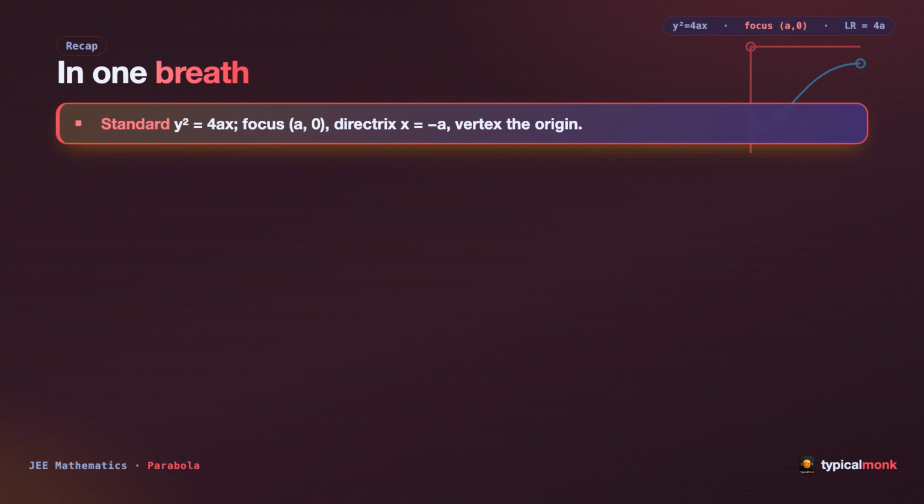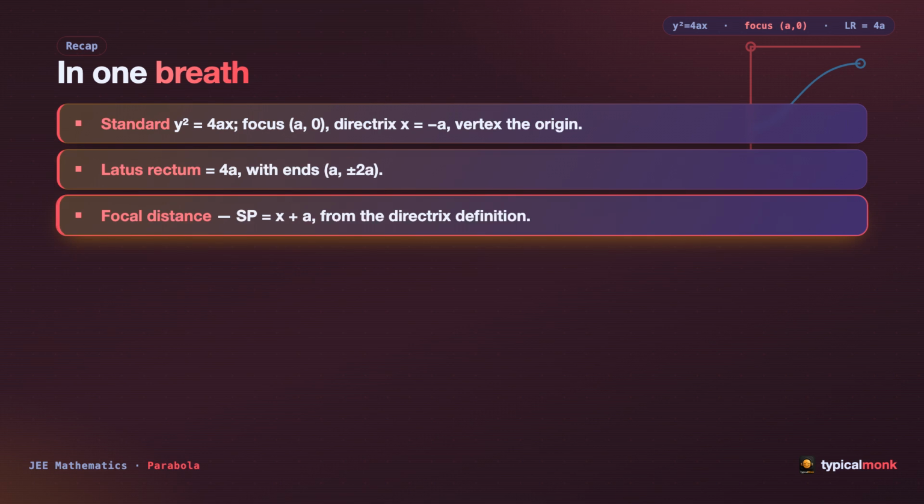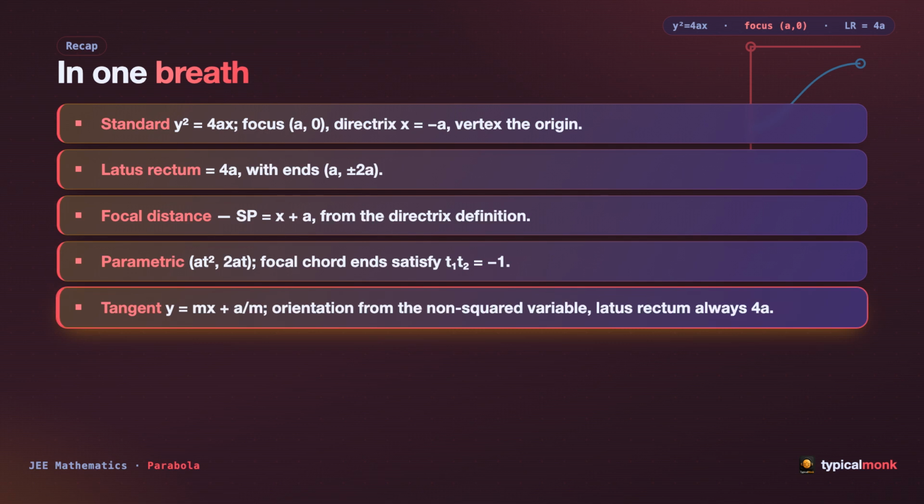Let us gather it all in one breath. The standard form, y squared equals 4ax, focus at (a, 0), directrix x equals minus a, vertex at the origin. The latus rectum equals 4a with ends (a, plus or minus 2a). The focal distance, SP equals x plus a from the directrix definition. The parametric point, (at squared, 2at), and a focal chord's ends satisfy t1 times t2 equals minus 1. The tangent, y equals mx plus a over m, orientation comes from the non-squared variable, and the latus rectum is always 4a.